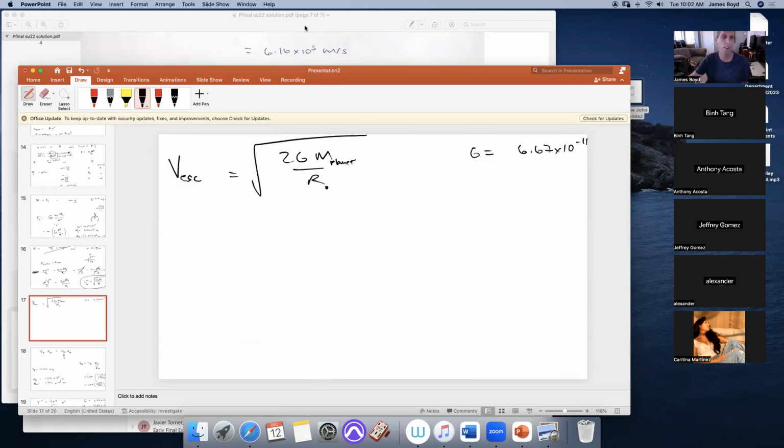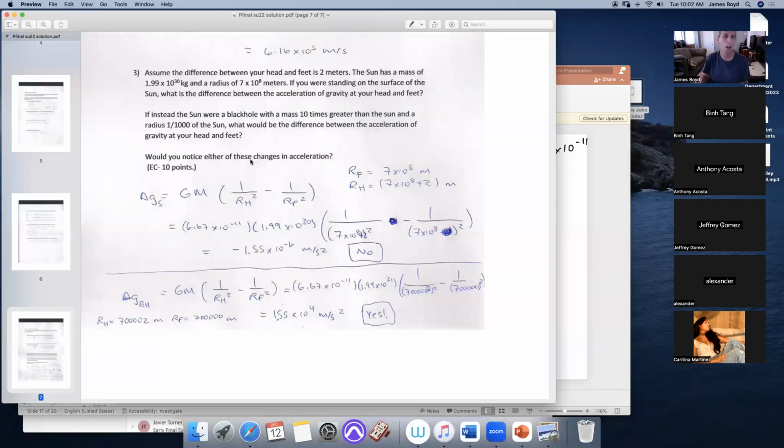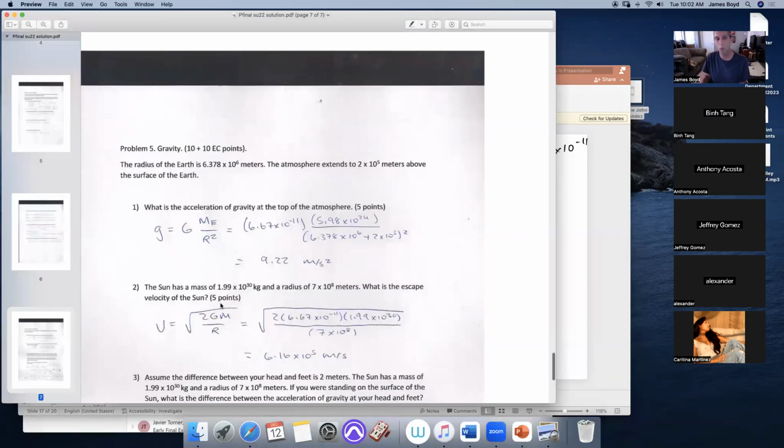So if I look at this problem, we say the sun has a mass of 2 times 10 to the 30th and a radius of 7 times 10 to the 8th. What's the escape velocity of the sun? 2 times 6.67 times 10 to the minus 11, times 2 times 10 to the 30th, over the radius of the sun. Take the square root, and you get about 600,000 meters per second.